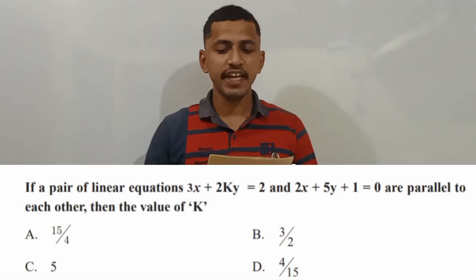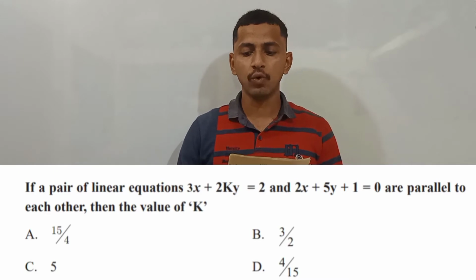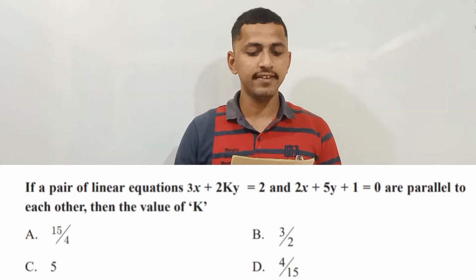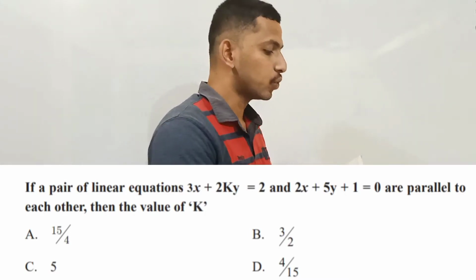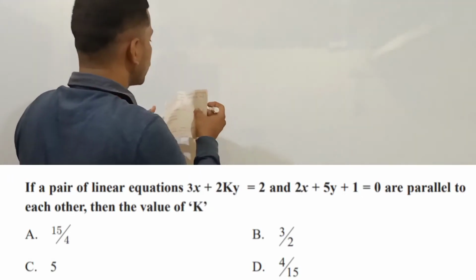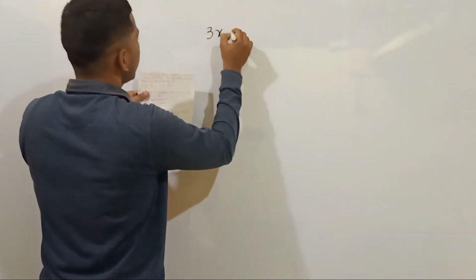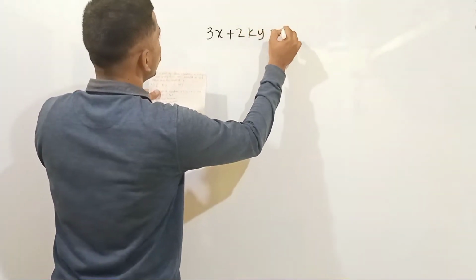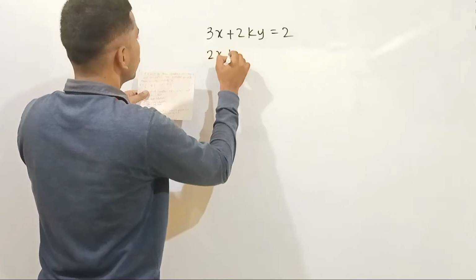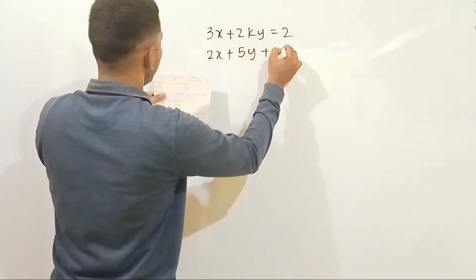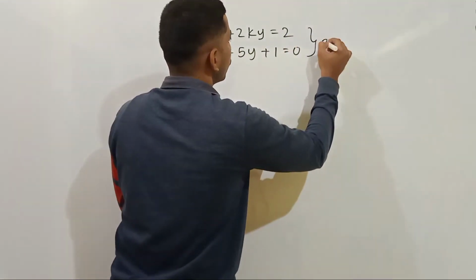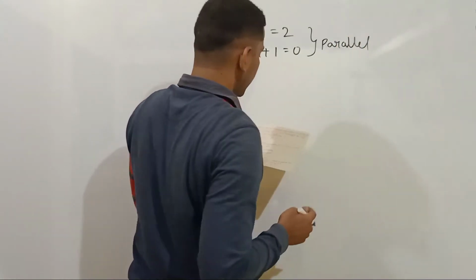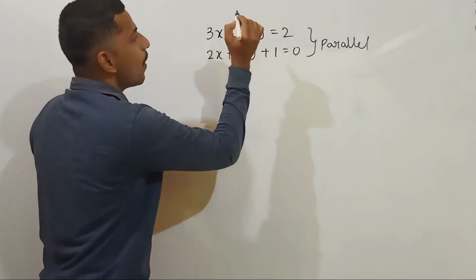Let us start with the first question, that is, if a pair of linear equations 3x plus 2ky is equal to 2 and 2x plus 5y plus 1 is equal to 0 are parallel to each other, then the value of k. In this question, we are given two equations: 3x plus 2ky is equal to 2 and 2x plus 5y plus 1 is equal to 0. It is said that these two lines are parallel to each other. Here we have to find the value of k.